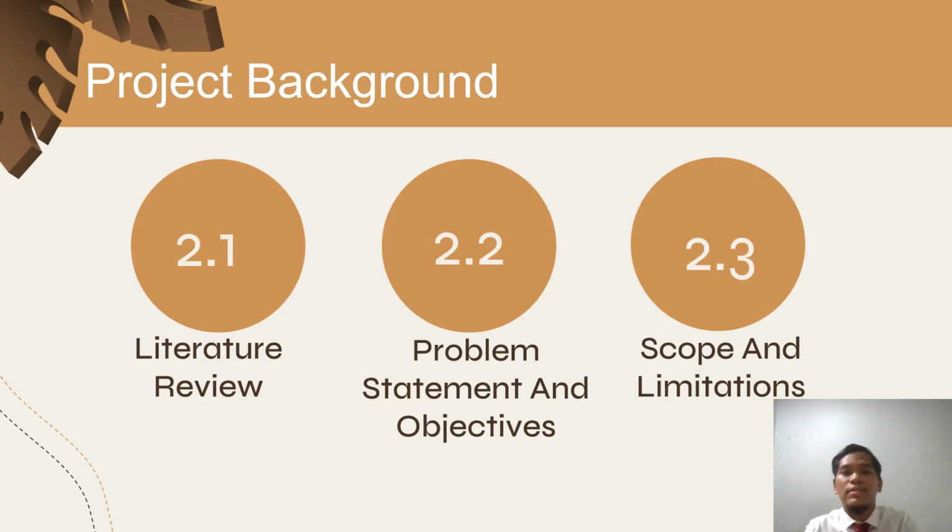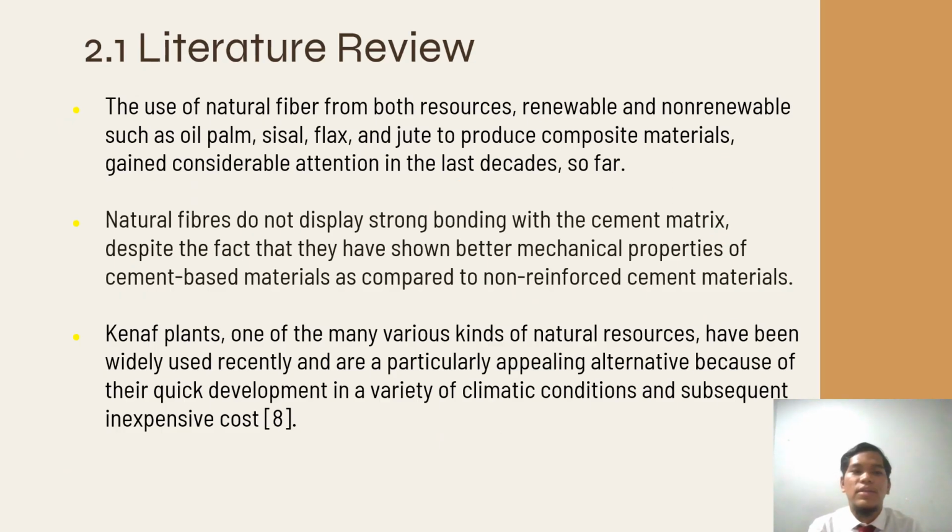So next, let's take a look at the project background. The project background is divided into three different parts, which are literature review, problem statement and objective, and also scope and limitation. So for the literature review, there are a few articles and books that relate to the development of natural fiber reinforced cement block.